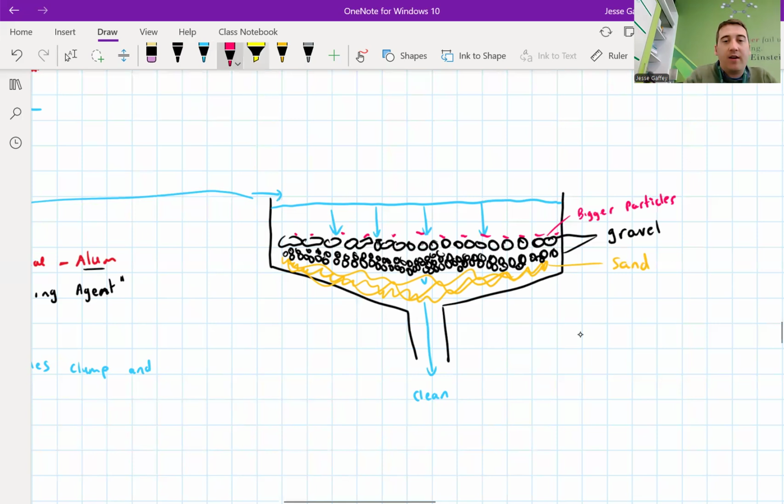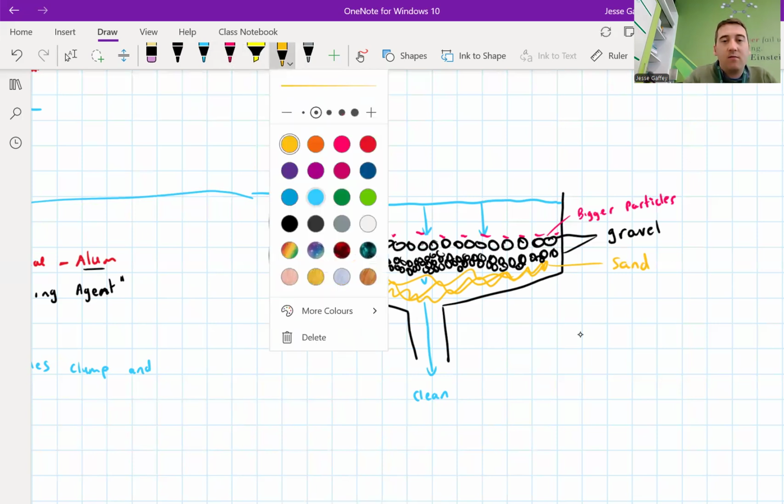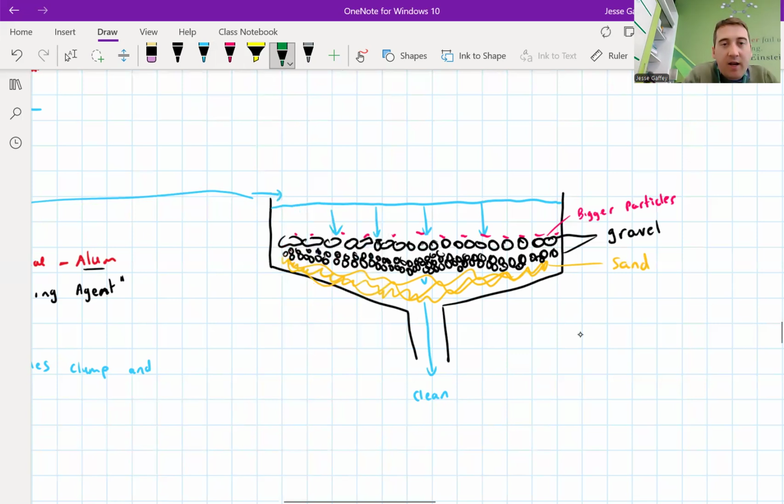Okay. And then down here, we're going to have the real fine particles. I'm just going to go to the smallest pen, so the green down here. It's hard to see them because I'm drawing them so finely. But down here, the green particles are going to be removed. The fine particles are going to be removed by the sand. And then eventually, the water that comes out on the bottom here, the clean water, should be pretty much sediment-free now. So this stage 3 is known as filtration. So this is the filtration stage.